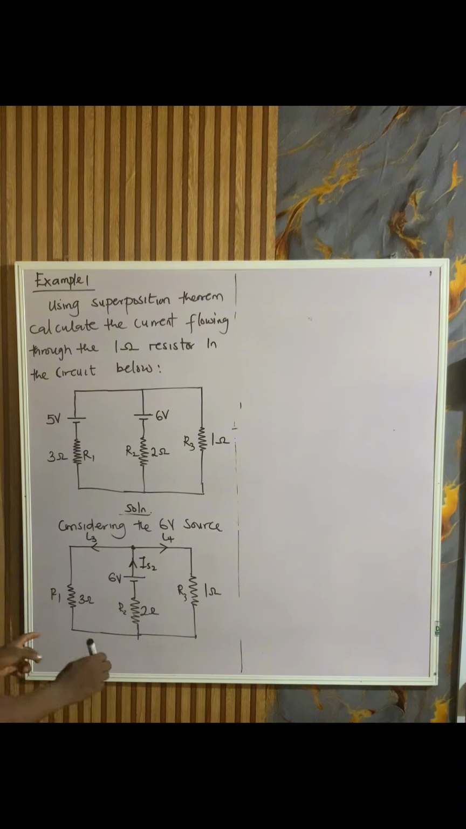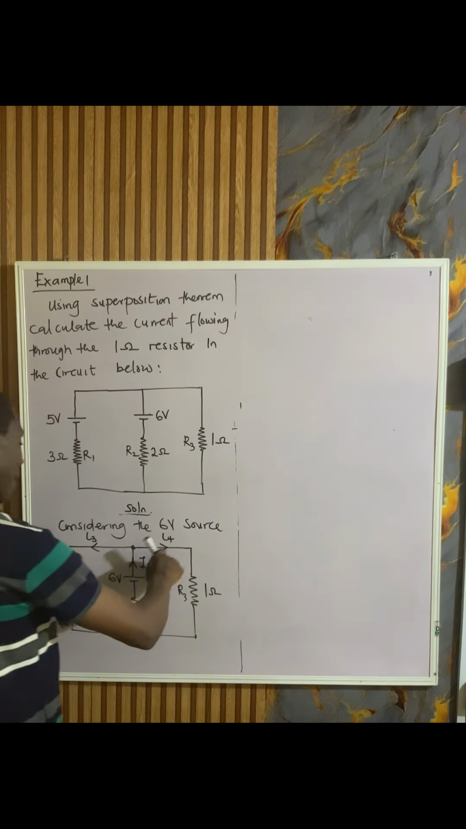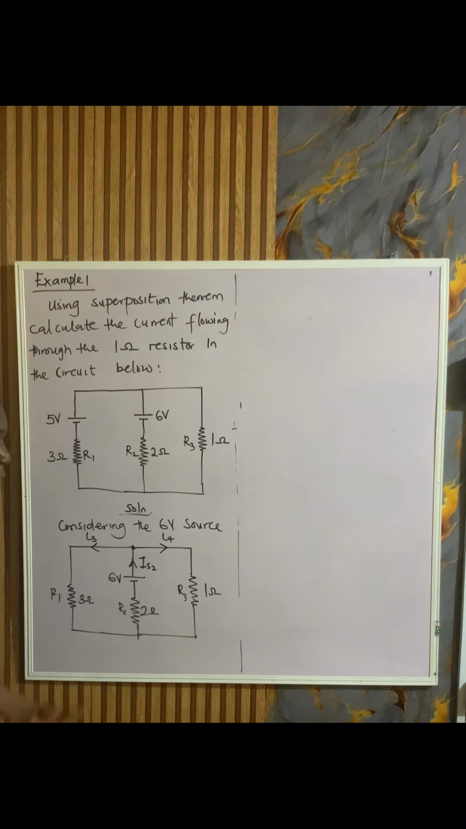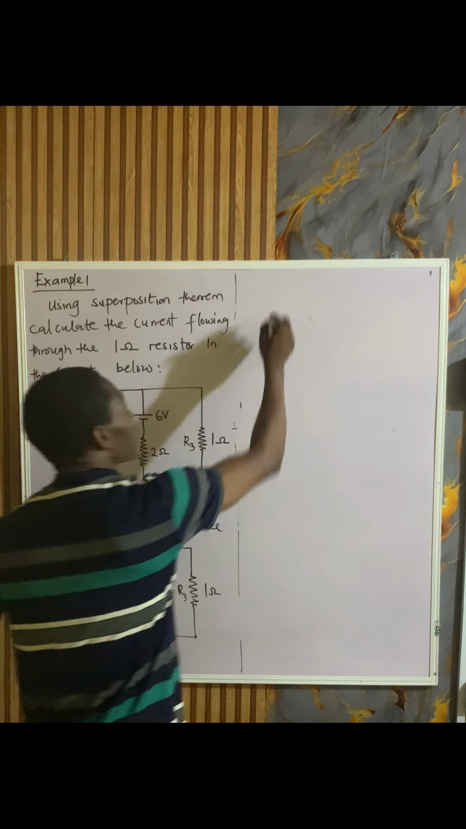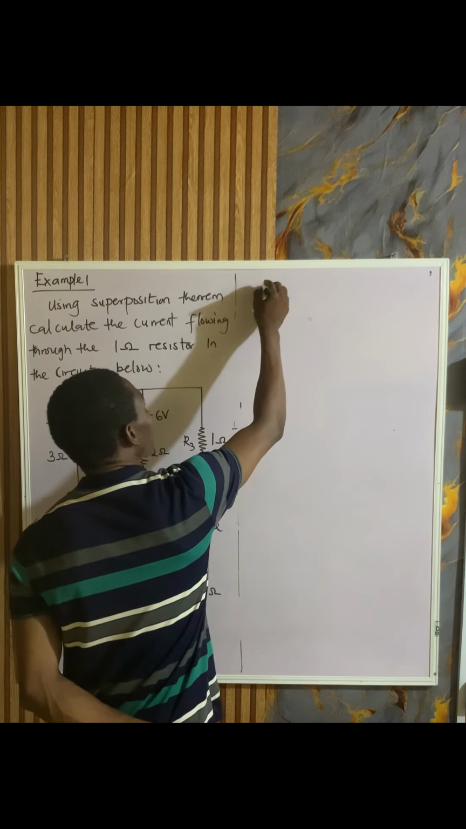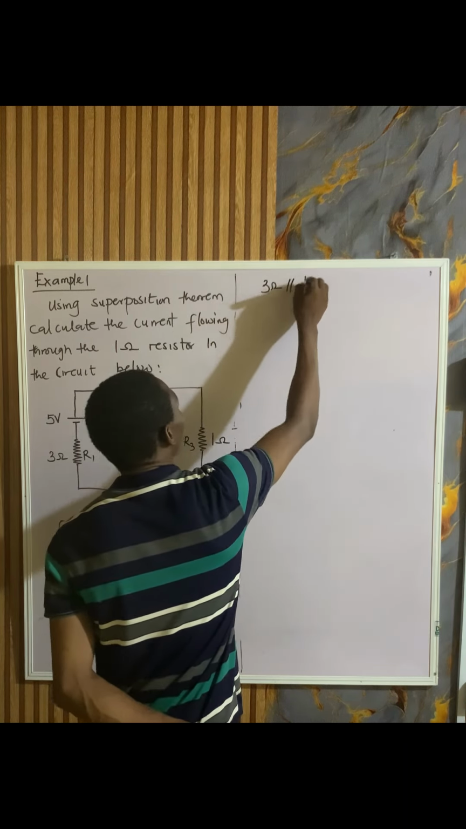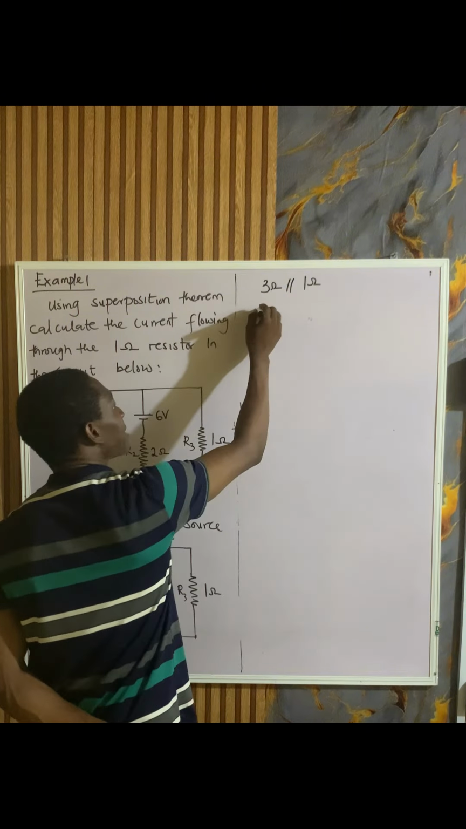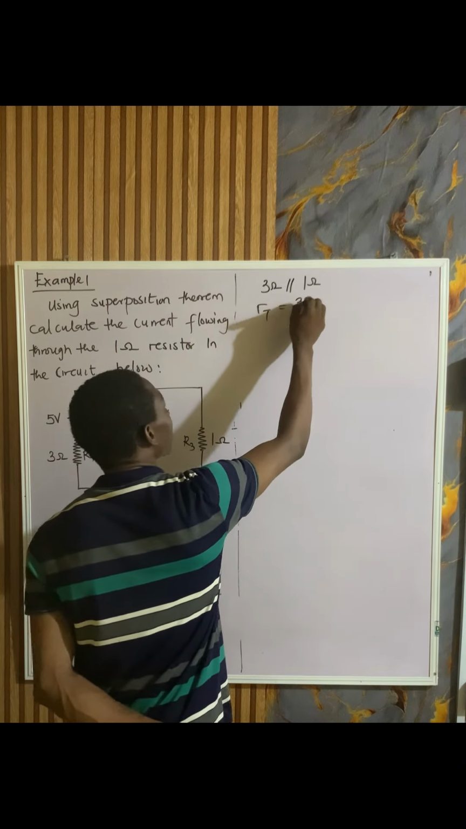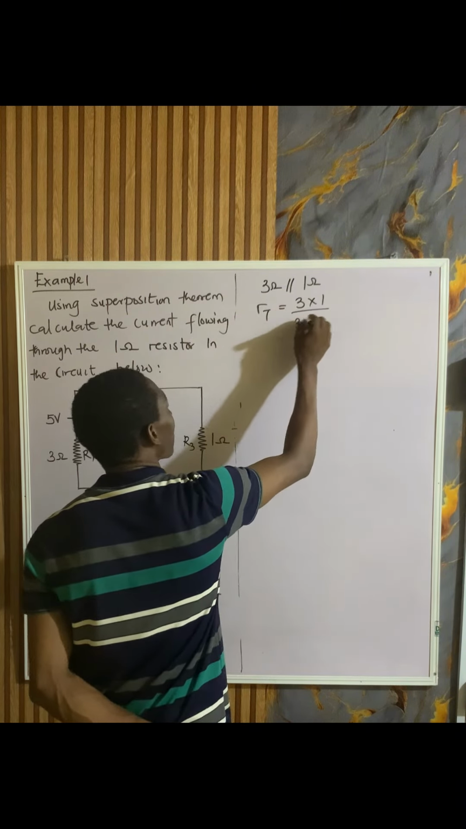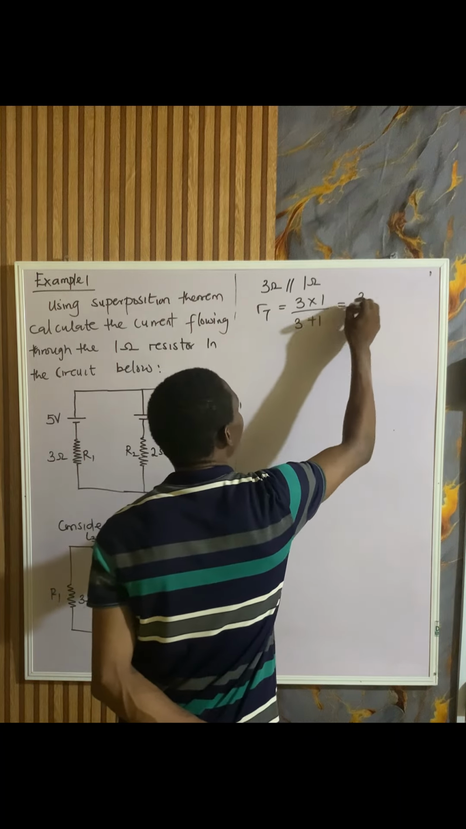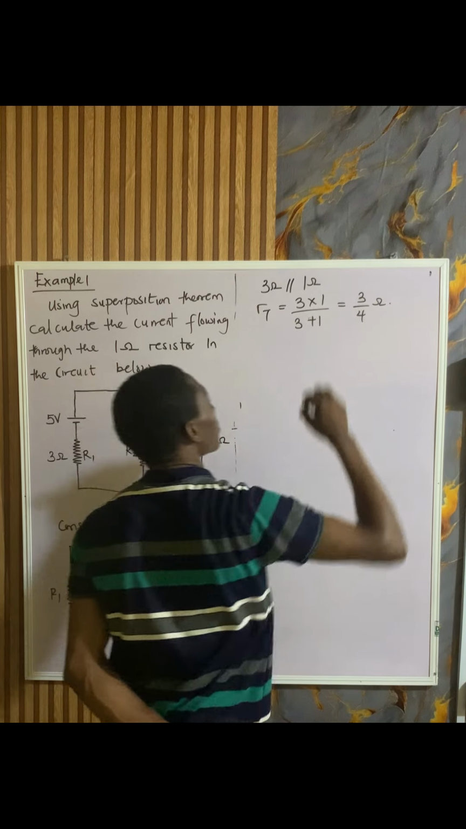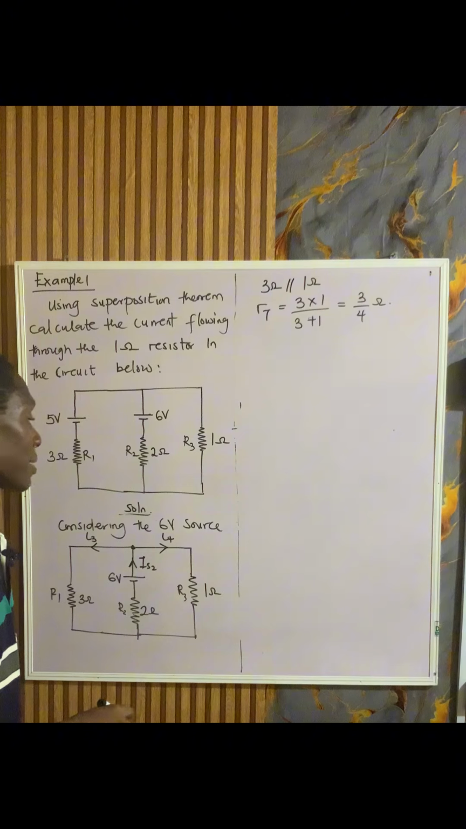Now that clearly tells me that the 3 ohm is in parallel with the 1 ohm resistor. I'm going to combine that together. So it will be 3 ohms in parallel with 1 ohm. If you combine this, the total resistance will be 3 times 1 over 3 plus 1, and that will give us 3 over 4 ohm. That's the total resistance.